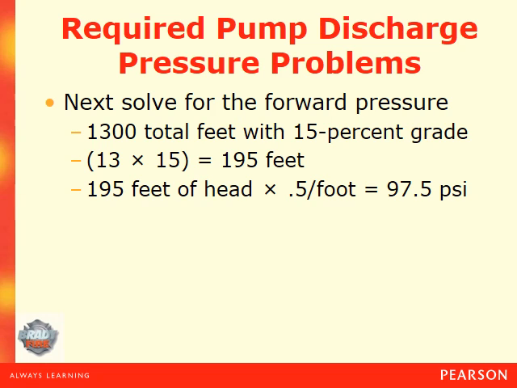Next, we're going to solve for the forward pressure. So we have 1,300 total feet with a 15% grade. So 13 times 15, and all we're doing is, again, moving the decimal point over 2 spaces to get everything equaled out. And that gives us 195 feet, or again, you can do it the long way. So that's 195 feet of head, which equals 97.5 pounds per square inch, because we're taking that 195 and multiplying it by 0.5 per foot.